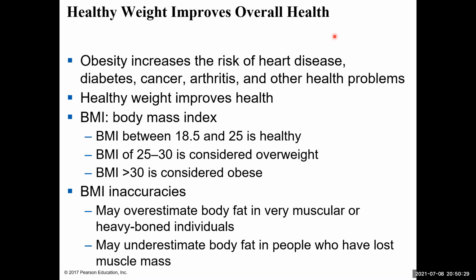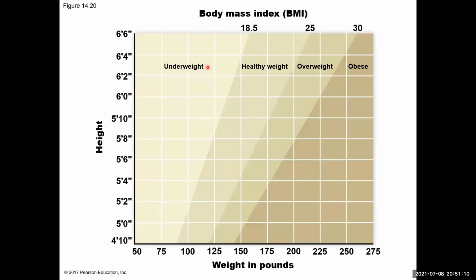Now, just because you have a BMI at a specific index doesn't necessarily mean that you fall into these categories, because, for example, you could overestimate body fat in a very muscular or heavy boned person. So muscle is heavy, and you could be muscular at a specific height and be in an overweight category that would not be correct. Right? But you may also underestimate body fat in people who have lost muscle mass. And so it can go both ways. Right? So here we have a figure showing the BMI index.